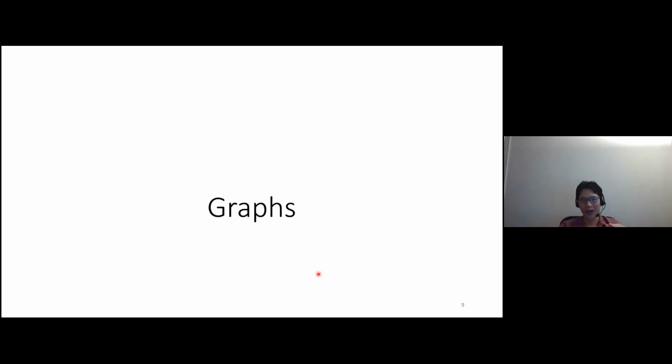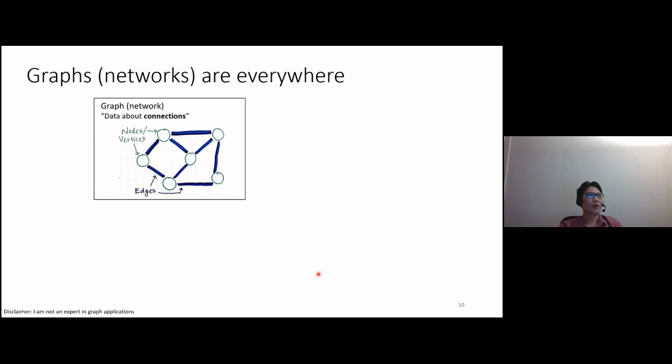let me also tell you, just to be sure again, graph. So I claim that graph or network is everywhere. And just in case, here's the graph, right? It's basically the data about connections. And we just have two things in a graph, nodes or vertices, like this circle here, and the edges here that connect the nodes together. Okay, that's pretty much what a graph is.